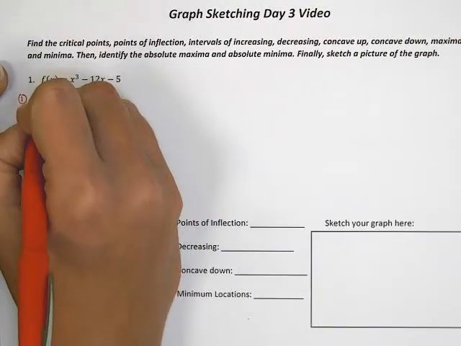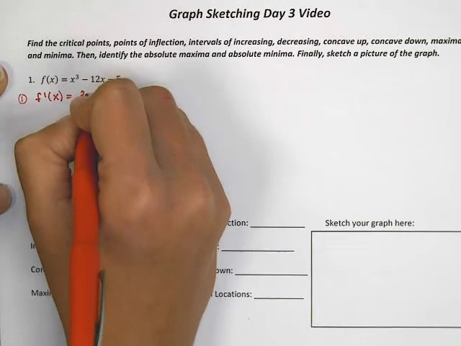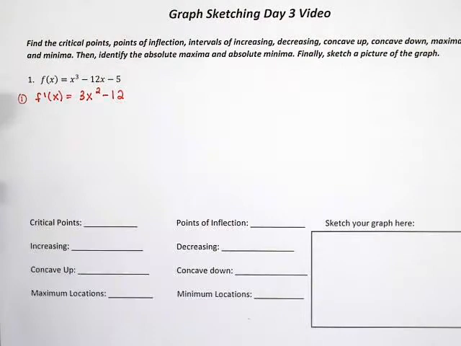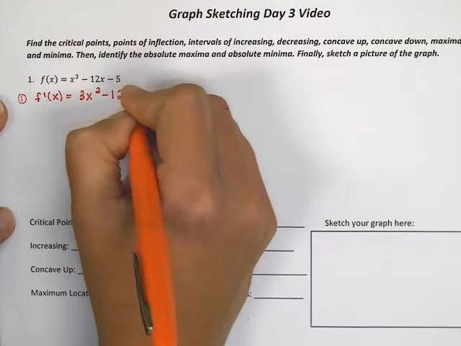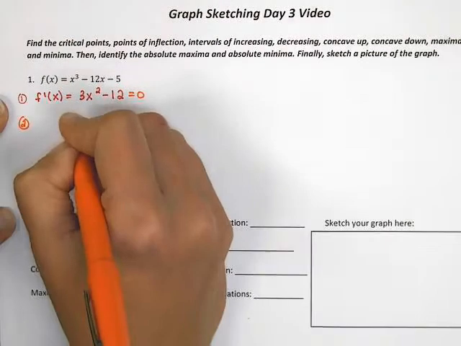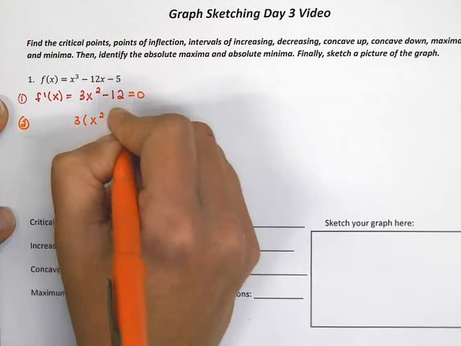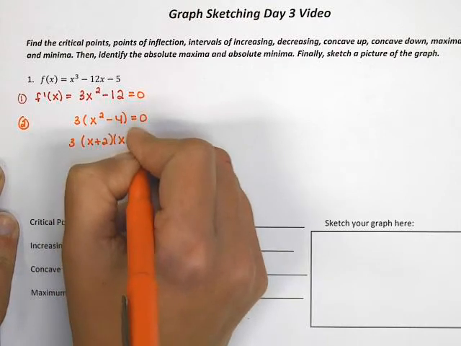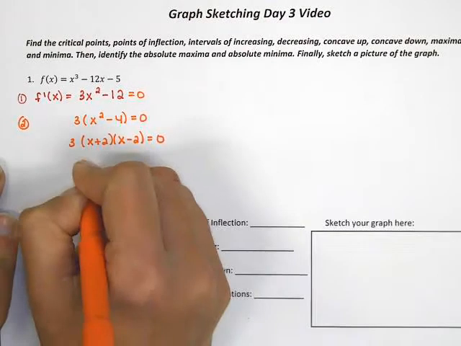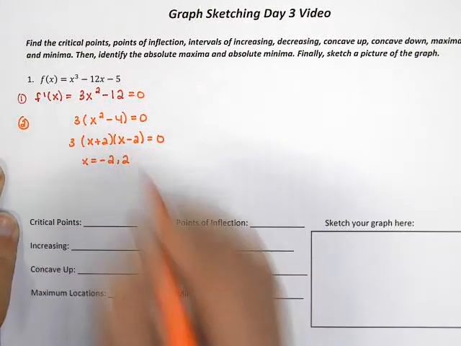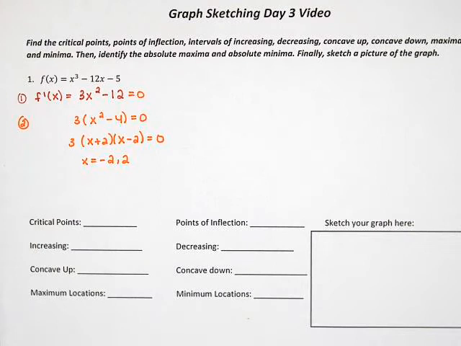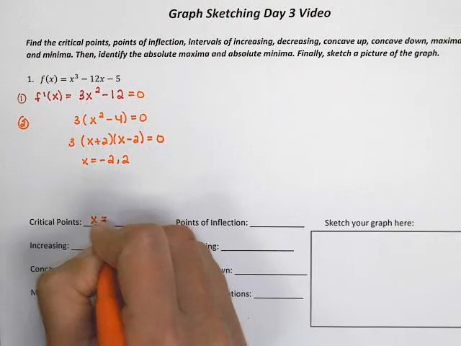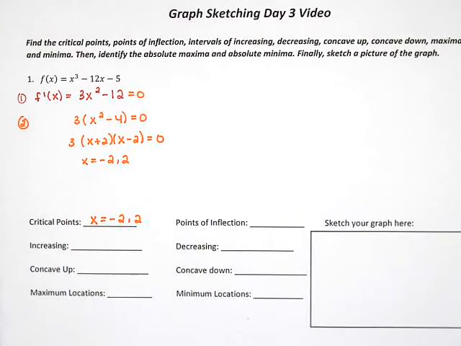So the first derivative of this equation would be 3x squared minus 12. Then you're going to make that derivative equal to 0, and you're going to solve. So I would factor out the 3, and I would have x squared minus 4. I would continue to factor, and I would get x plus 2 times x minus 2 equals 0, which means my zeros would be x equals negative 2 and 2. As soon as I have those numbers, I can immediately write them down and list them as the critical points of the function. Next, I would take the second derivative.